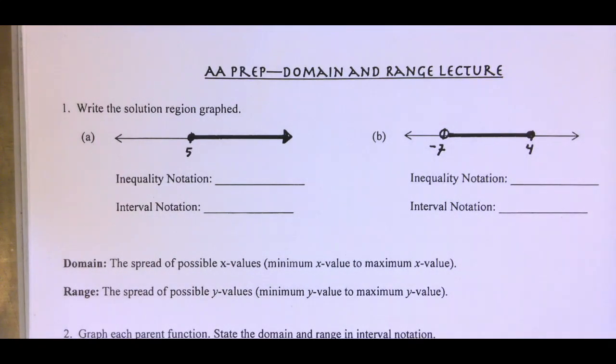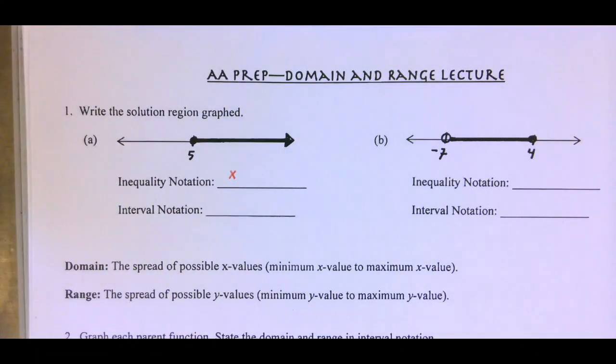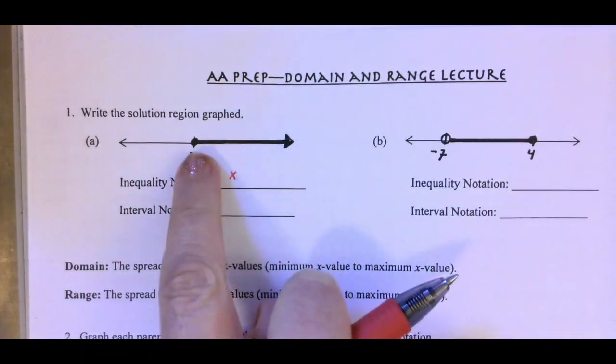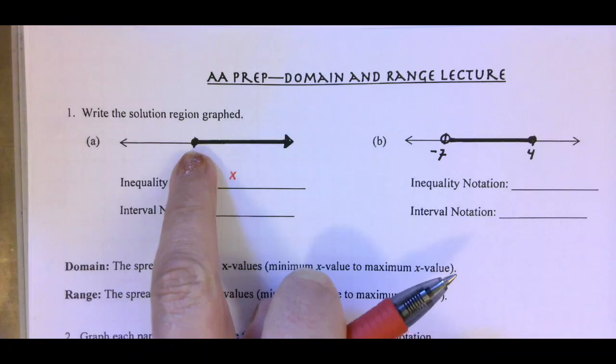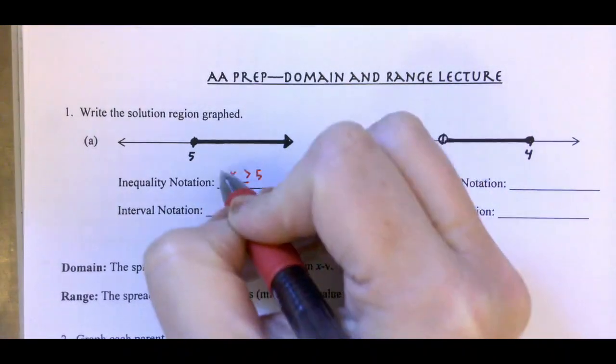So here I would think of this as whatever variable you like. Usually we start with x, and we say that x is greater than, it's more than, or equal to, because it is filled in right here. So greater than or equal to 5.